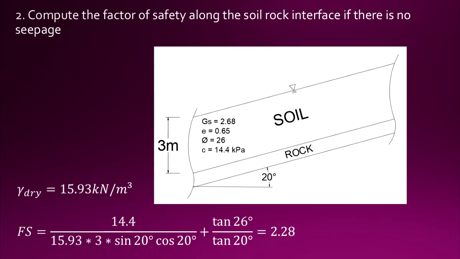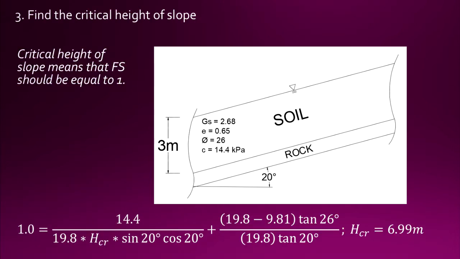Next, compute the factor of safety if there is no seepage. If there's no seepage and no given moisture content, then we can solve for the factor of safety using the other formula: C over gamma times height times sine beta cosine beta, plus tangent of phi over tangent of beta. Here we will have a factor of safety of 2.28. Another easy one.